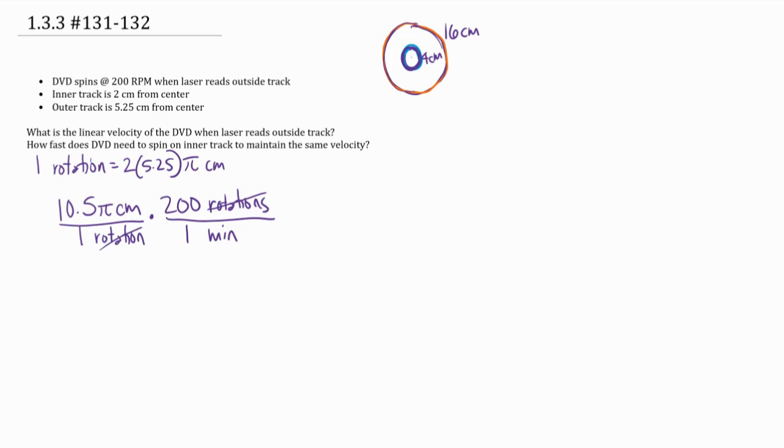Okay, so I'm going to be doing a lot of multiplication with these types of problems, because I can quickly see should I multiply by 200 over 1 or 1 over 200? And the way I figure out how much to multiply by is I want my units to cancel. So here my rotations cancel, and then I end up with a centimeters per minute result, which is a linear velocity. So linear velocity is distance over time. Angular velocity is going to be like rotations per minute.